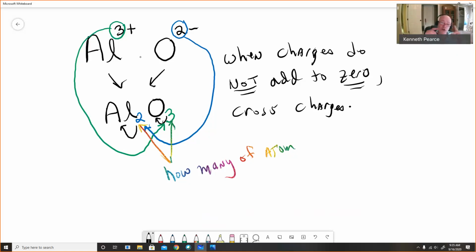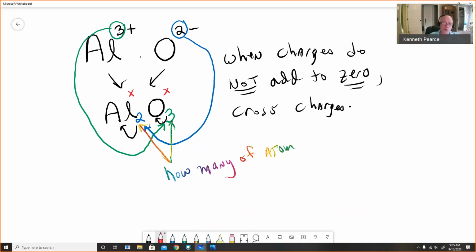Now the charges are still there, but we didn't put the charge up top. We don't put anything up there. And make sure that the 2 is down and to the right. Don't put it right next to the aluminum. The 3 is down to the right. Don't put it right next to the oxygen. It's a subscript.